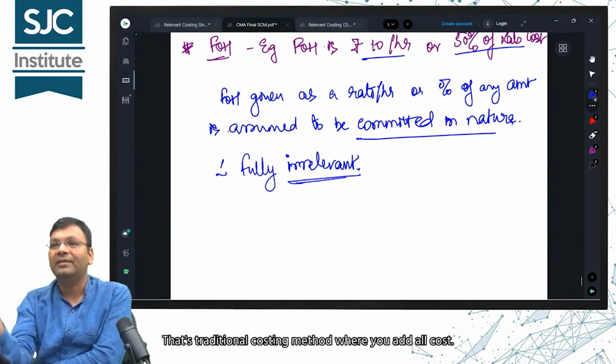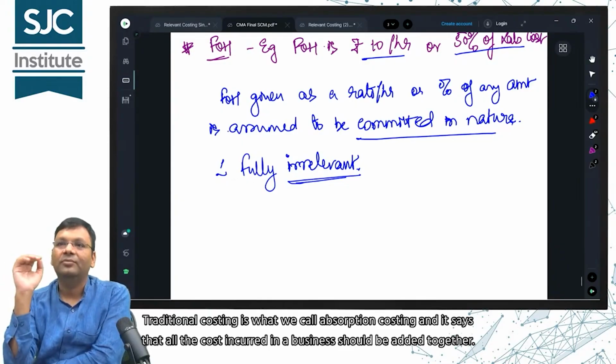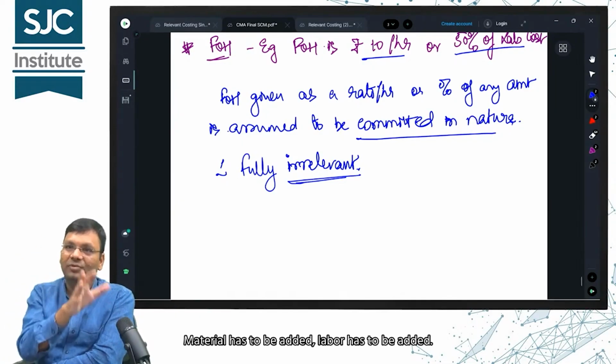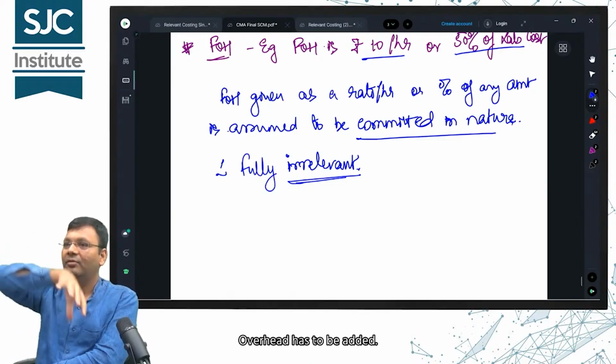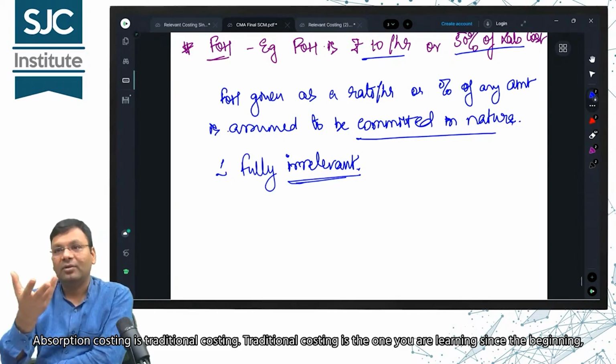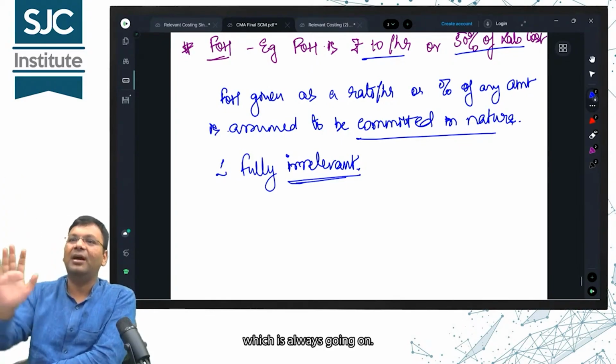That's the traditional costing method where you add all costs. Traditional costing is what we call absorption costing, and it says that all the cost incurred in a business should be added together. Material has to be added, labor has to be added, overhead has to be added. Absorption costing is traditional costing. Traditional costing is the one you have been learning since the beginning, which is always going on.